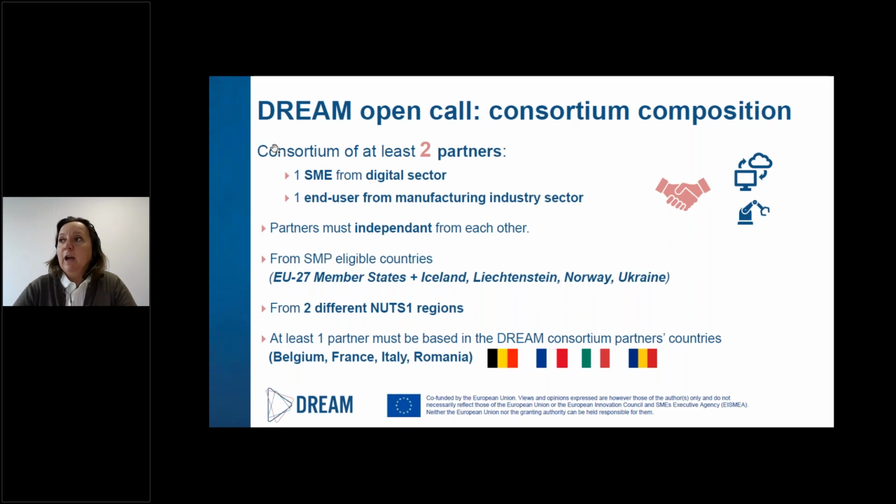We have also decided that these 2 partners must be also from 2 different NUTS 1 regions. So NUTS 1 are the larger geographical administrative separations of regions in a country. So we would need 2 companies from 2 different regions. And at least one of the partners must be from one of the countries of the DREAM consortium partners that I've mentioned beforehand. So either from Belgium, from France, from Italy, or from Romania. And the second partner could be from any country of the single market program.